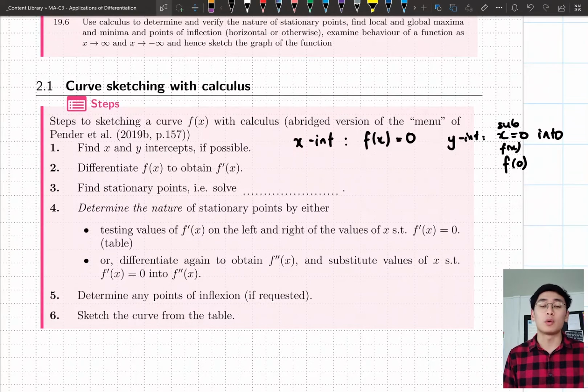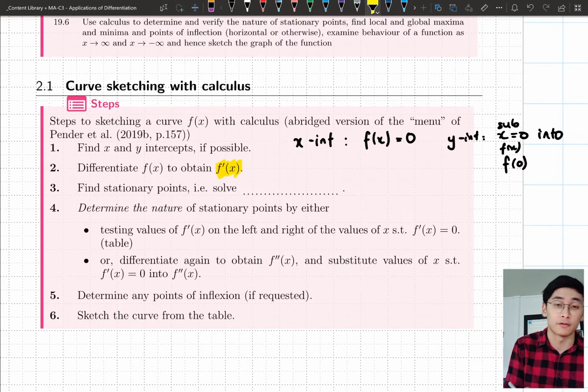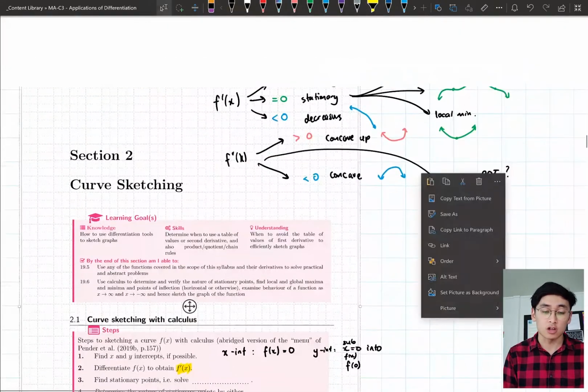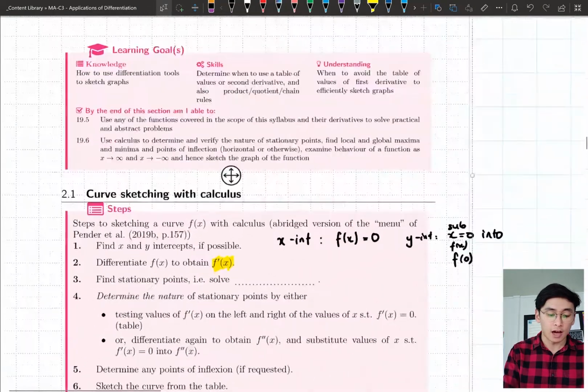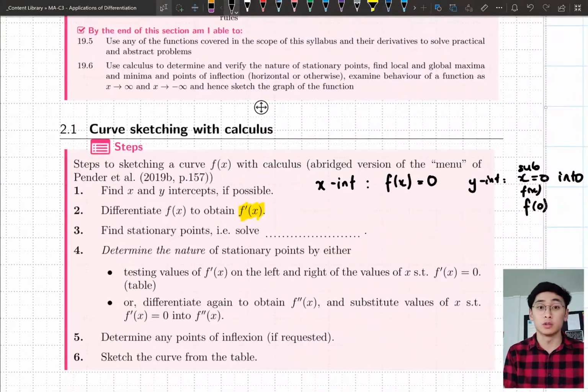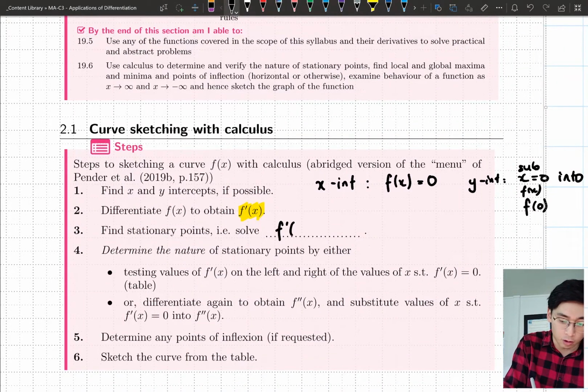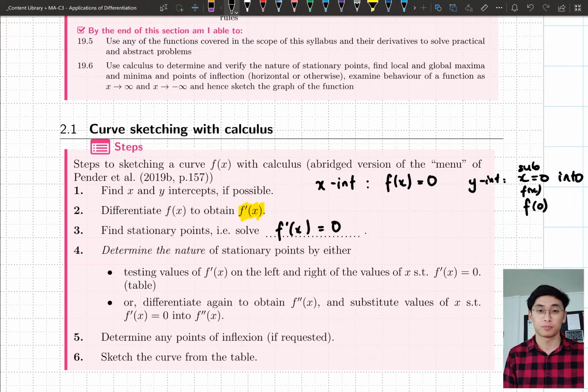Second step, we want to differentiate. Just like we did in all these examples, we differentiate to find our first derivative, and that will tell us what the gradient of our function is going to look like at different points. Okay, so second step, we differentiate. And then the third step is that we find the stationary points. As you guys remember, in order for us to have a stationary point, the first derivative, f dash x, needs to be equal to 0. So here I'm solving the equation f dash x is equal to 0. From there we do that next step, which is determining the nature of stationary points.